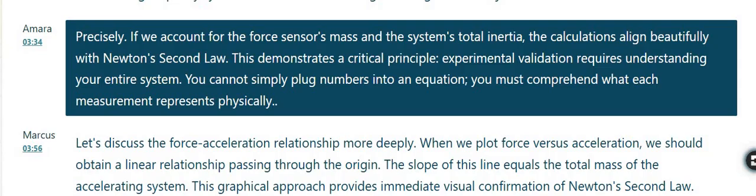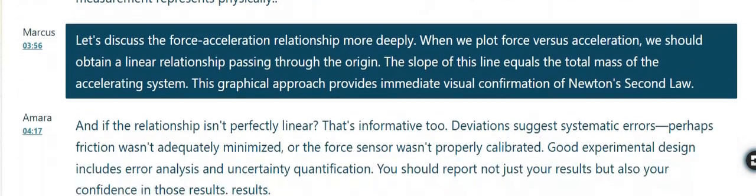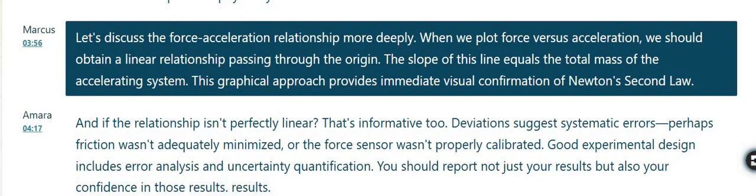Experimental validation requires understanding your entire system. You cannot simply plug numbers into an equation. You must comprehend what each measurement represents physically. Let's discuss the force-acceleration relationship more deeply. When we plot force versus acceleration, we should obtain a linear relationship passing through the origin. The slope of this line equals the total mass of the accelerating system. This graphical approach provides immediate visual confirmation of Newton's second law.